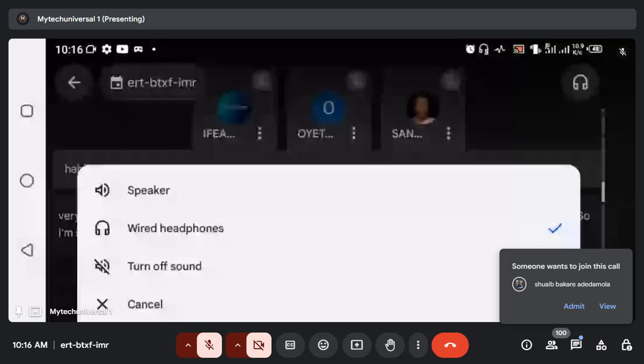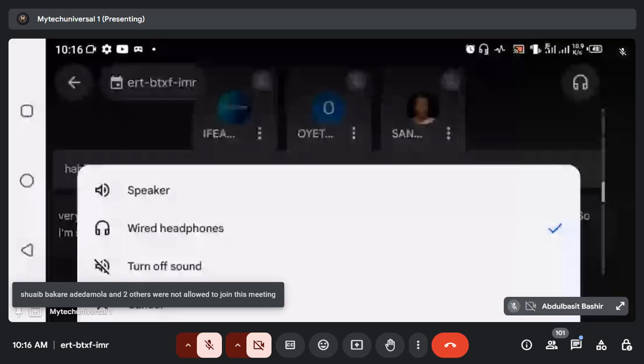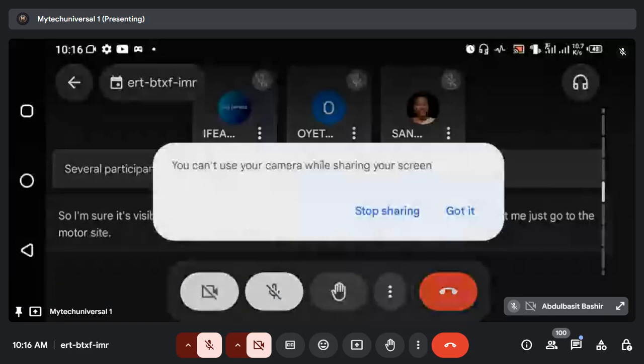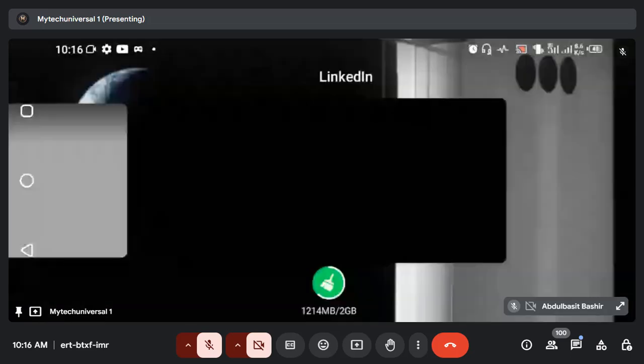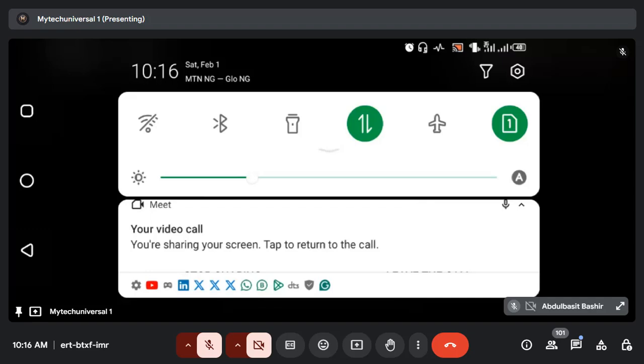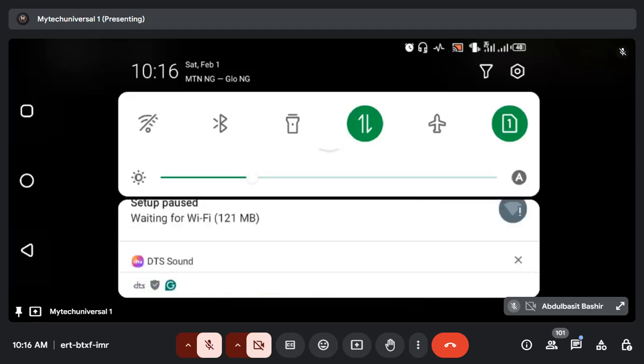Let me go to the model. So this is it. You'll see it now. You can see it, right? Can you see the layout parts?